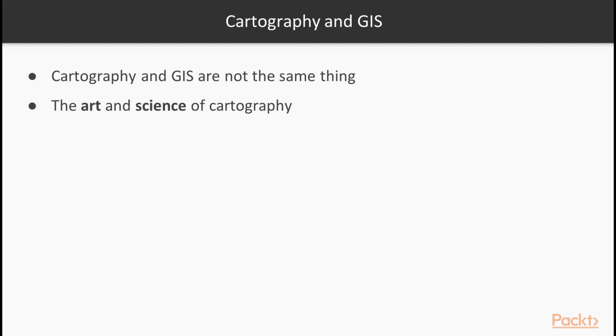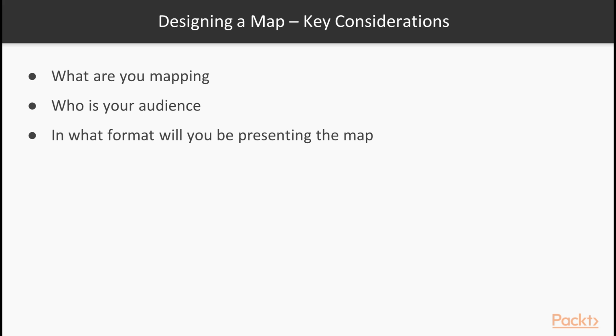When designing a map, you want to think about how do you create a visually attractive and also visually convincing product, but also a product that maintains fidelity to the underlying scientific principles that you're trying to communicate. When you're designing a map, you should take into account these key considerations.